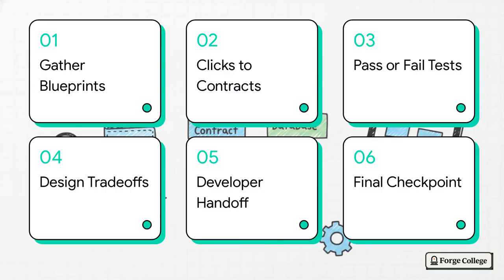To get us to that final blueprint, here's our game plan for this explainer. First, gathering your master blueprints. Then, mapping clicks to contracts, followed by setting pass or fail tests. After that, we'll hit justifying your design trade-offs, the developer handoff, and lastly, final checkpoint verification.